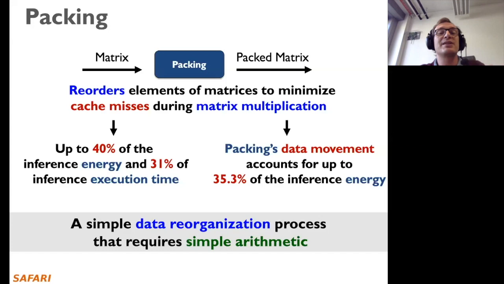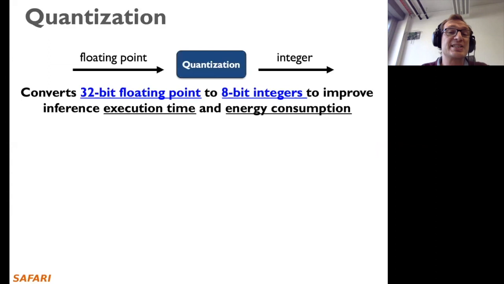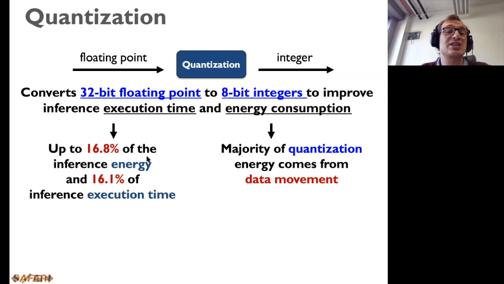Okay, what is quantization? So quantization is employed in all neural networks that I know of today, actually. The realization is that the data types that are large are not really needed. Whenever you're doing inference, you don't need to operate on 32-bit floating point operations because it's very inefficient and you don't gain accuracy. You can chop things to 8-bit integers and you gain a lot of performance and efficiency that way. And all neural networks that I know of actually do this sort of quantization today. And it turns out a significant inference energy and execution time is spent on quantization, and majority comes from data movements. And this is, again, a simple function.